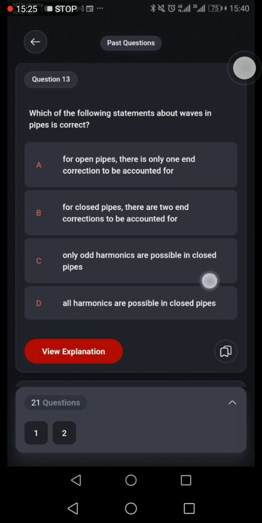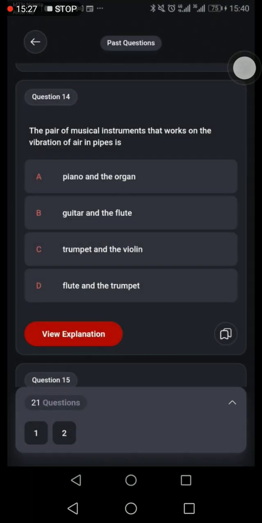Okay. Next one, a pair of musical instruments that work on vibration of air in pipes. Piano is string, take note. Organ is air. So option A is wrong. We're looking for both of them to be air. Guitar is string, flute is air. That's wrong as well. Trumpet is air, violin is string. That's wrong as well. Option D is the correct answer. Flute and trumpet, both of them use air.